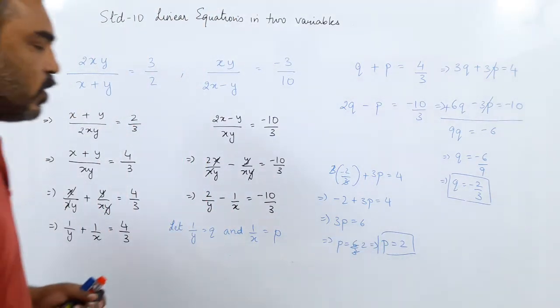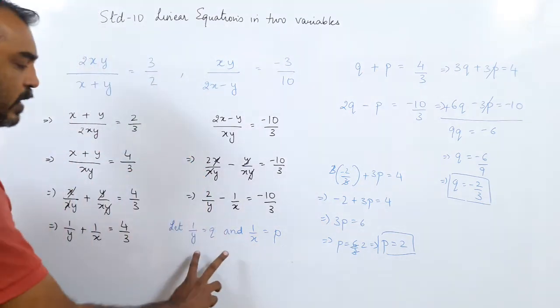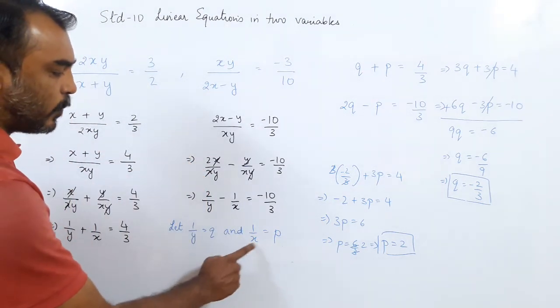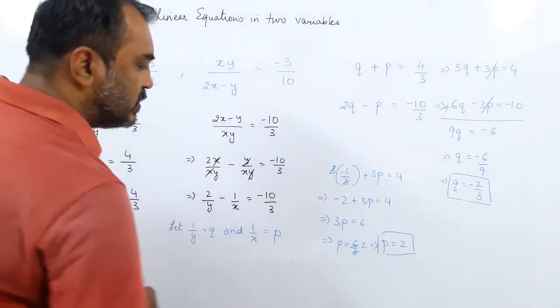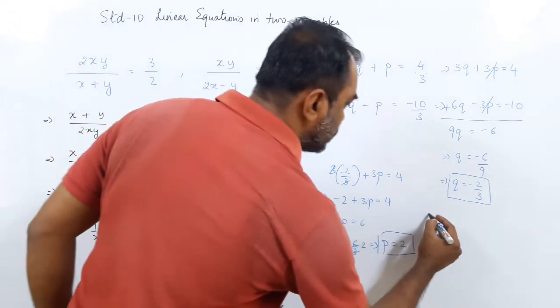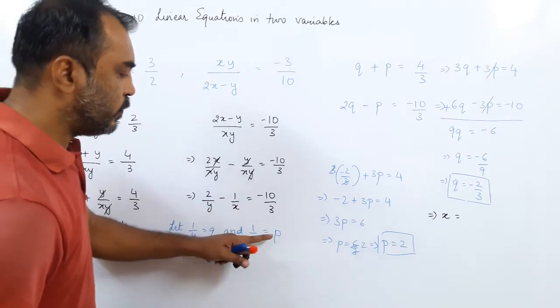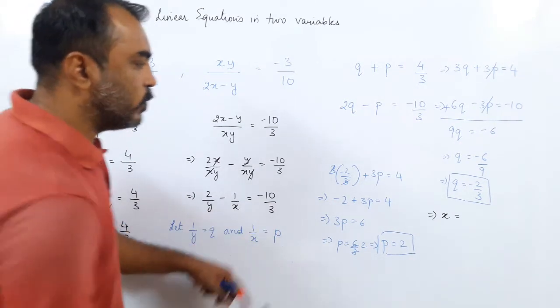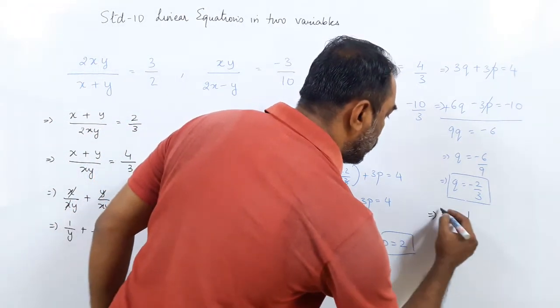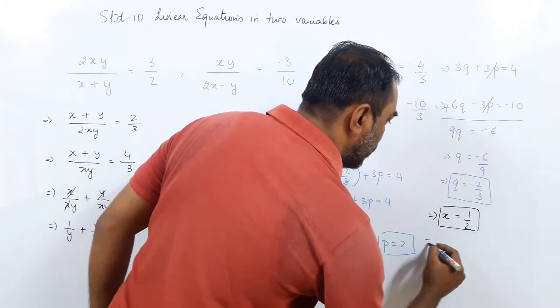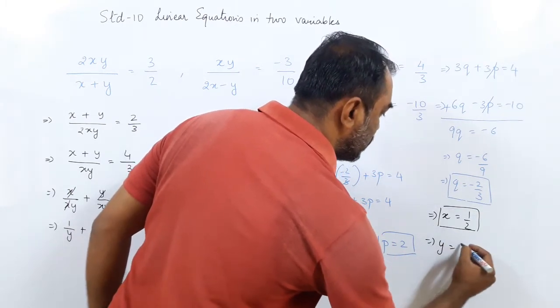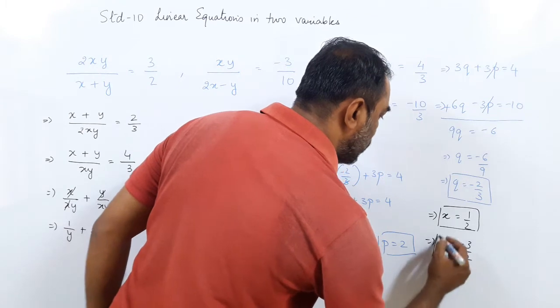Why? Because we got the value of p and q, we have to get the value of x and y. So 1 upon x equal to p, but p is equal to 2, implies the reciprocal. 1 upon x means the reciprocal of p. The reciprocal of p, this means 1 upon p. So x is 1 upon 2 and y is the reciprocal of this. So y is minus 3 upon 2.